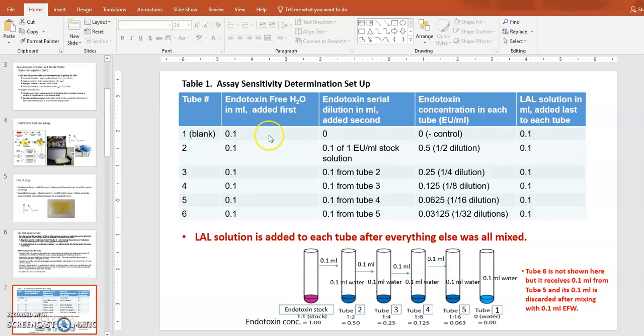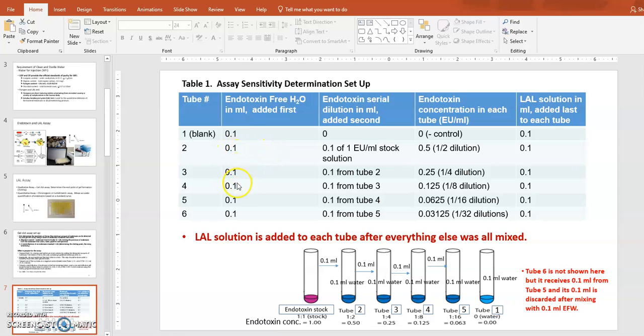Of course, the first tube that didn't have an endotoxin, nothing will happen, right? It will stay as liquid continuously. But in these tubes where some endotoxin is there, LAL will start forming the coagulation, starting from tube number 2 all the way to tube number 6, depending on how much endotoxin is present there. Since tube number 2 has the highest concentration of endotoxin, of course it will give you enough coagulation, I assume.